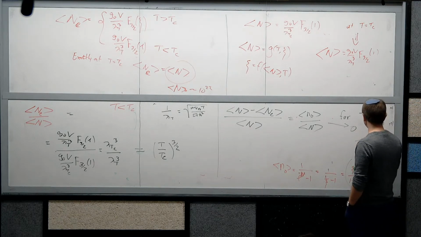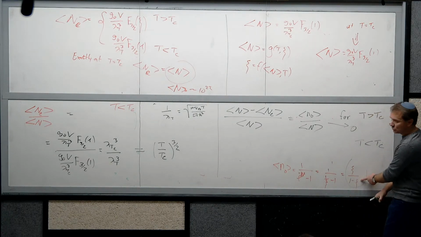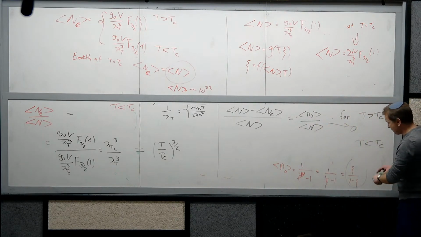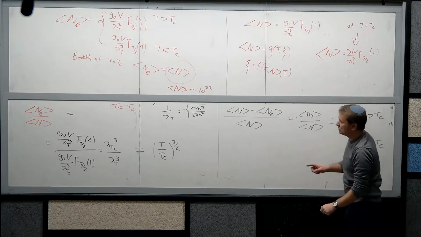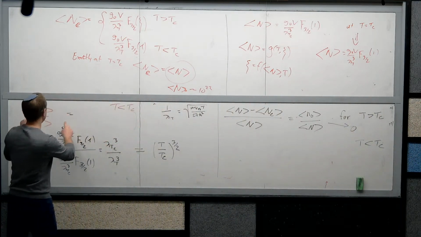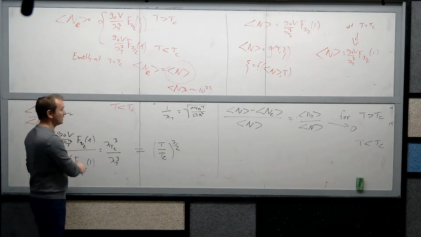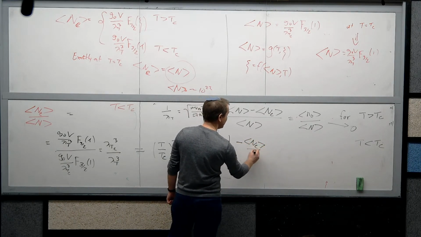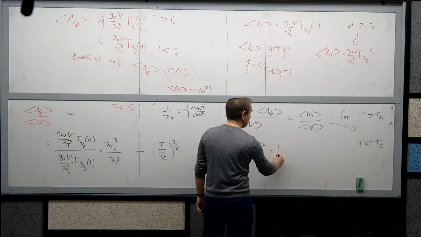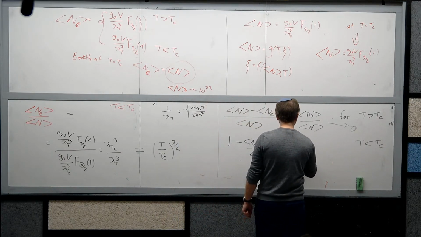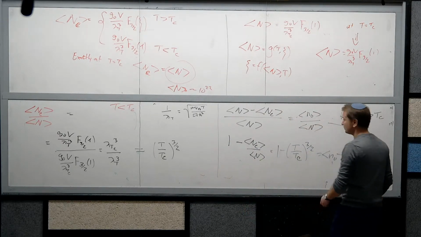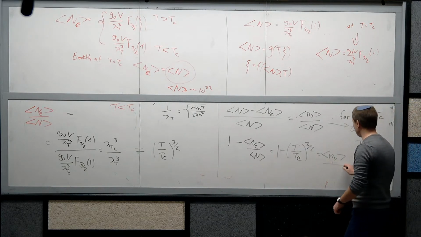What happens for T below Tc? Instead of using this expression, which is problematic, because I don't know exactly how the fugacity is changing, I know that fugacity is changing because the temperature is changing, but I don't know exactly how. So what I do, I use this expression, because Ne divided by N, I know what it is. So this equals 1 minus Ne divided by N, which is 1 minus T divided by Tc to the power 3/2. This is N0 divided by N.